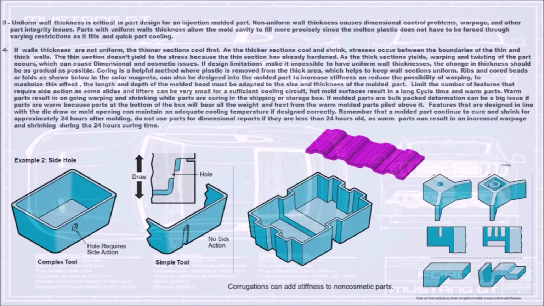Non-uniform wall thickness causes dimensional control problems, warpage, and other part integrity issues. Parts with uniform wall thickness allow the mold cavity to fill more precisely, since the molten plastic does not have to be forced through varying restrictions as it fills, and they allow quick part cooling. 4. If wall thicknesses are not uniform, the thinner sections cool first.